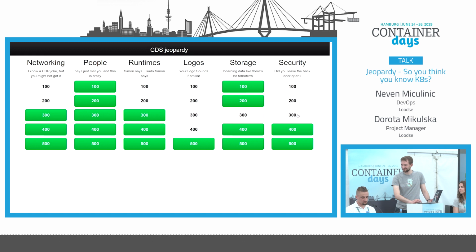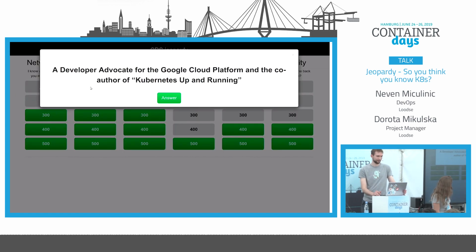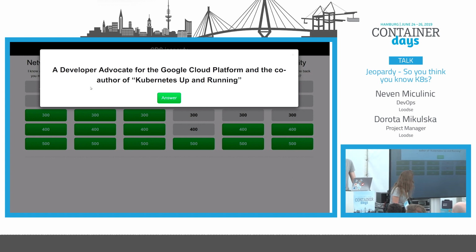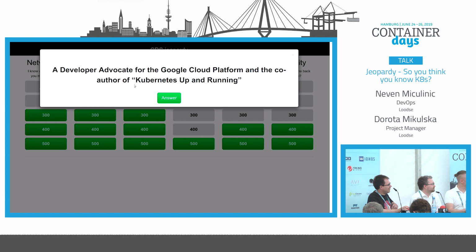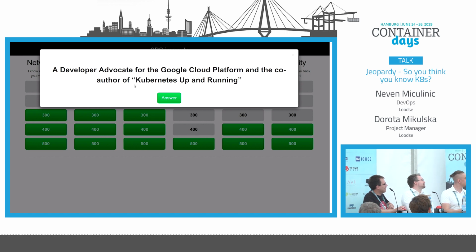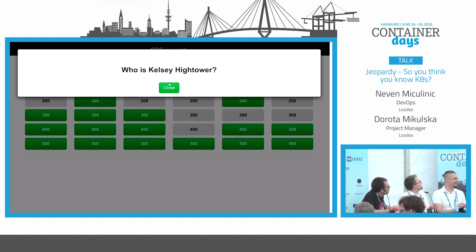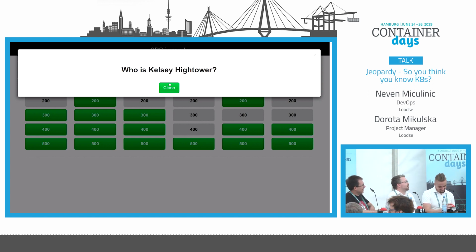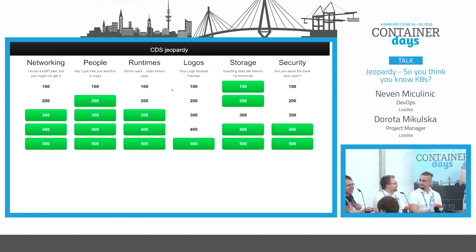So I'll take People for 100. A developer advocate for the Google Cloud Platform and the co-author of Kubernetes Up and Running. Who is Joe Beda? Let's see. Is this the correct answer? I think it's Kelsey this time. What is Kelsey Hightower? All right, okay. So choose the category again.